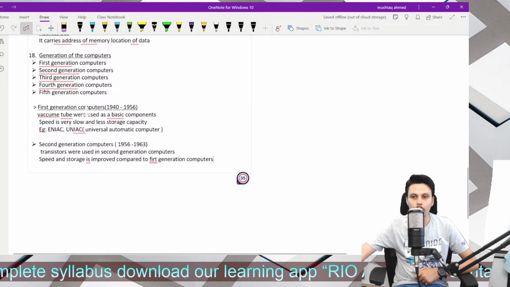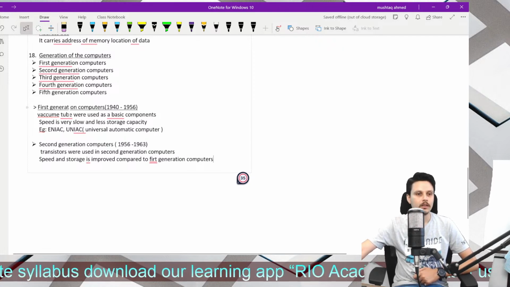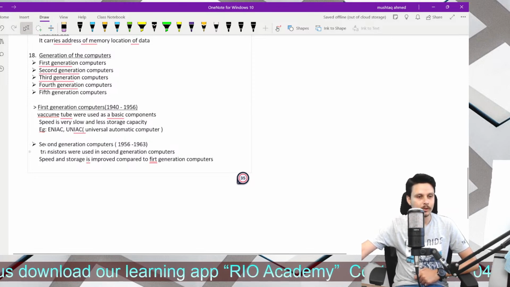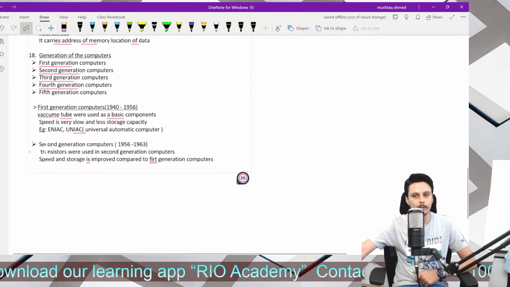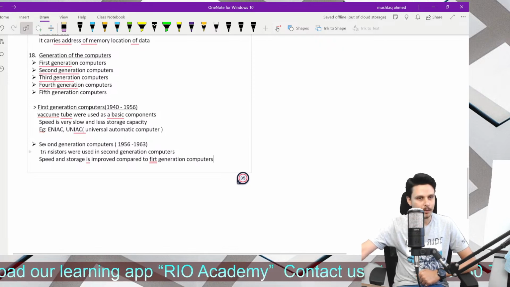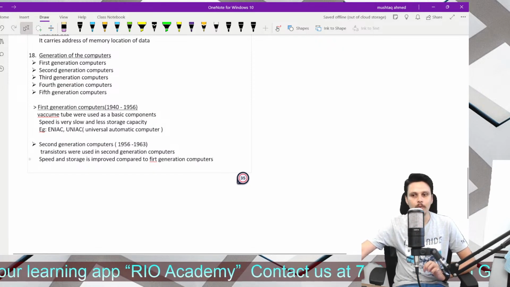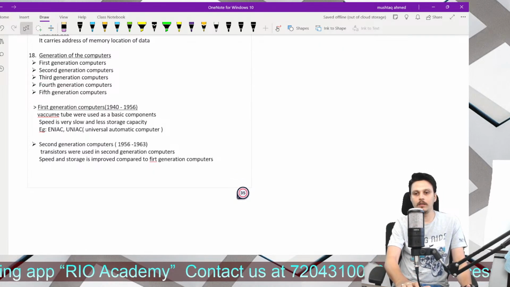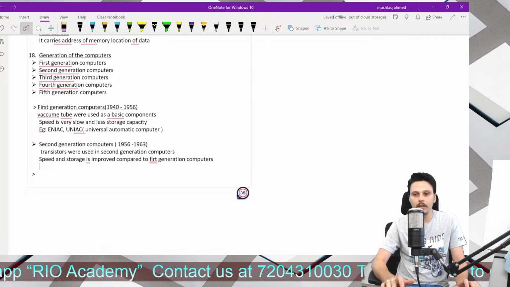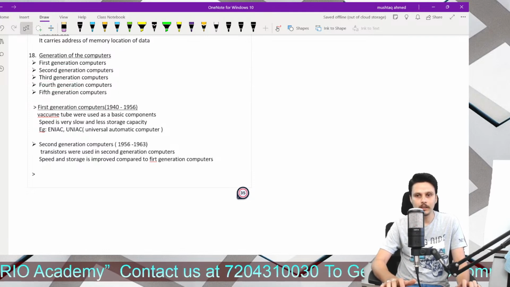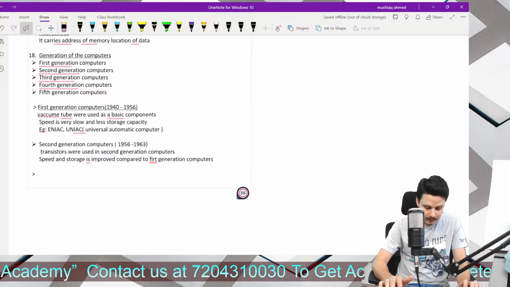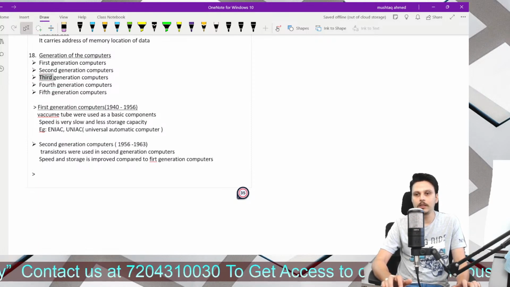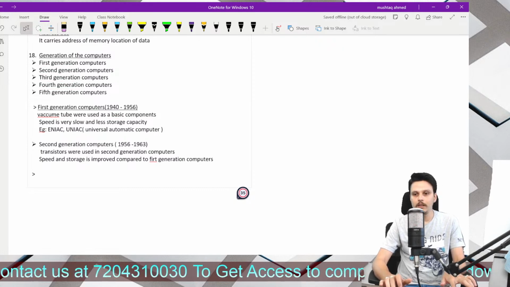Just keep in mind which component is used in the particular generations of the computer. Transistors were used in the second generation computers, vacuum tubes were used in the first generation computers. In third generation computers, integrated circuits were used.